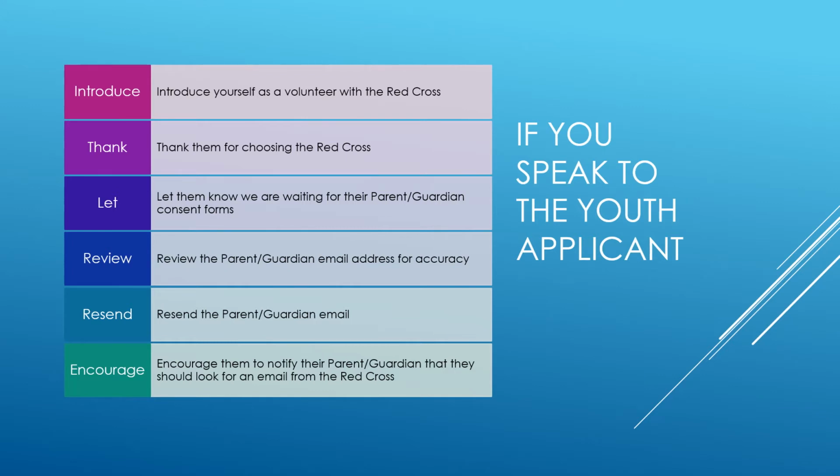When you call an applicant, if you speak to them, introduce yourself as a volunteer with the Red Cross and thank them for choosing the American Red Cross. Let them know we are waiting for their parent-guardian consent forms. Review the parent-guardian email address for accuracy. Resend the parent-guardian email and encourage the applicant to notify their parent or guardian that they should look for an email from the Red Cross.